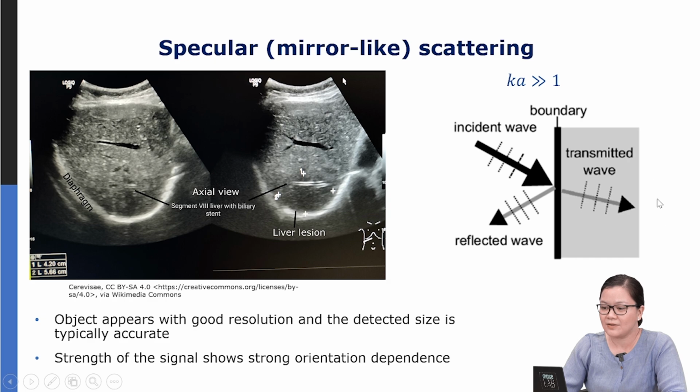If you see the schematic on the right here, you can imagine that the boundary is like a diaphragm. If the incident wave coming from the transducer is going at this particular angle, then the reflected wave will also reflect back at an angle that is equal to the incident wave, but in the other direction. So in this case, not much of the reflected wave is actually coming back to the transducer and being considered as a backscattered signal. So here's just an example of how the orientation of the specular scatterer would be affected and seen in an ultrasound image.